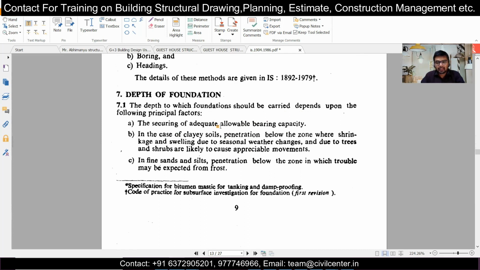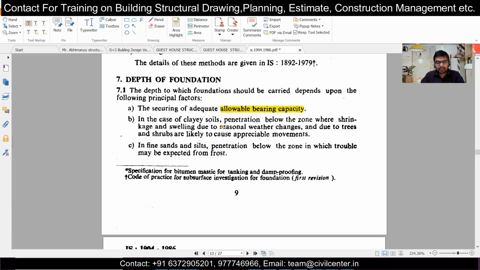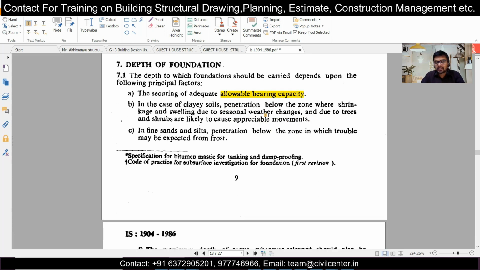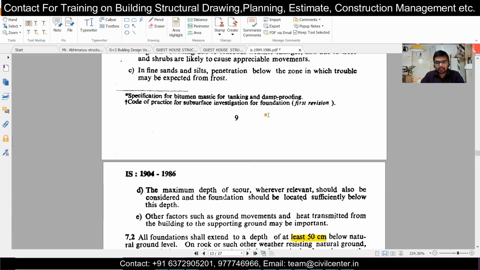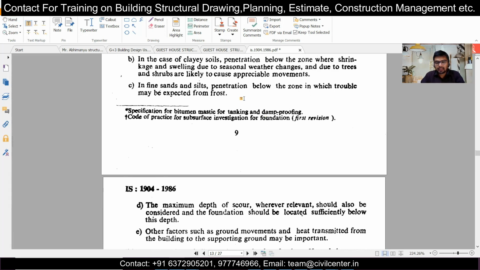Depth of the foundation here means how much we need to excavate for putting in the foundation. It depends on securing the allowable bearing capacity. In the case of clayey soil, the foundation should penetrate below the zone where shrinkage and seasonal movements occur due to weather changes and due to trees and shrubs. This is the penetration of trees, shrubs, and surface water. We cannot place the footing where there are trees, because the roots will damage our footings or water will percolate into the footing. We don't want that, so that also has to be taken into consideration.